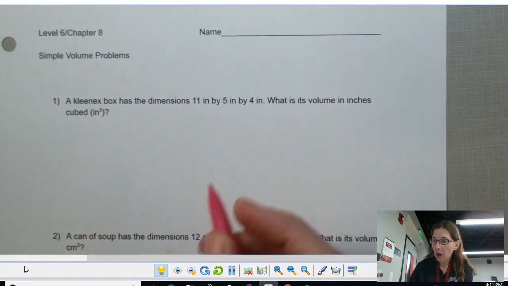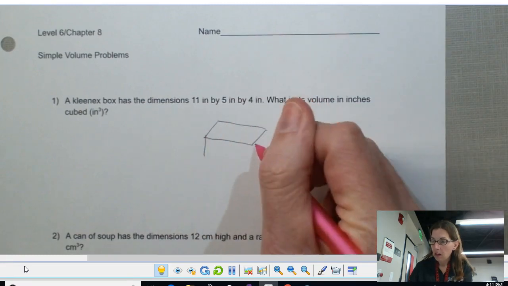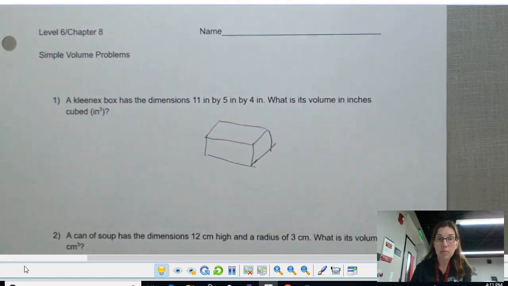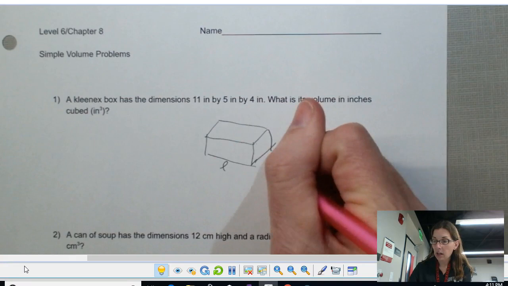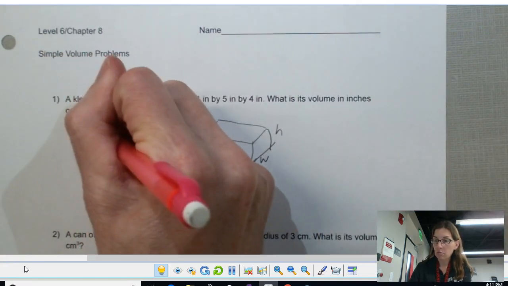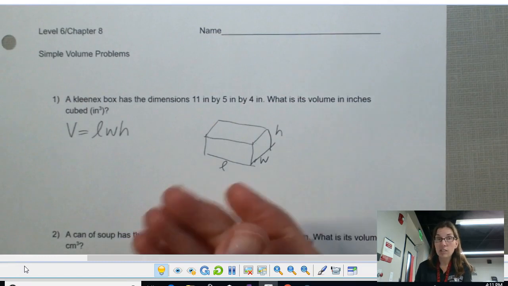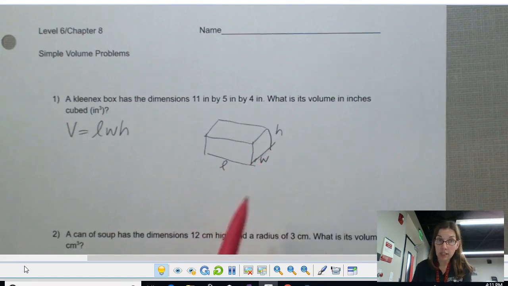We have this Kleenex box here, and it might be helpful to draw a three-dimensional picture of it so that you can see what's going on. Now you may have learned this in a math class before, but the formula is basically you have your length times your width times your height. So volume equals length times width times height. Now it doesn't matter at all which one is the length or the width or the height, because I could just as easily turn this box on its side. It just means that you need to have each of the three dimensions multiplied together.